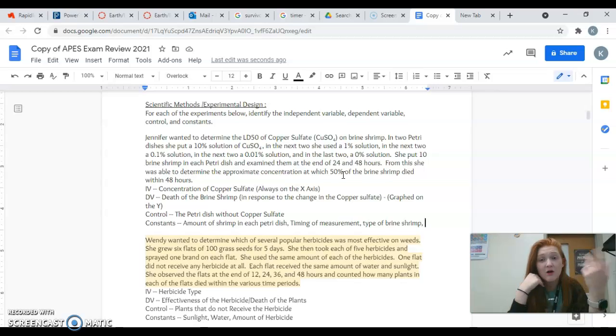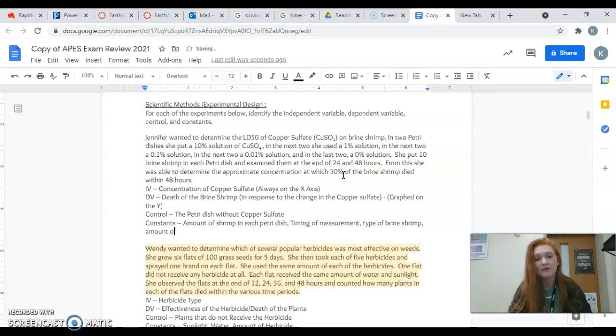The amount of water they're held in, so like the amount of water. And that's an important one because if you have a big tall glass of water that you dump the brine shrimp in and then a tiny Petri dish of water, that can affect concentration, right? So you want to make sure that that is kept the same. So constants are just things that are kept the same in the experiment to make sure you're only testing one variable. And for here, our one variable is going to be the copper sulfate solution.